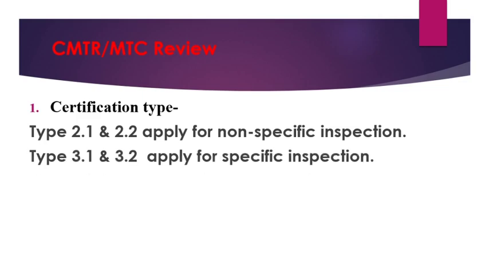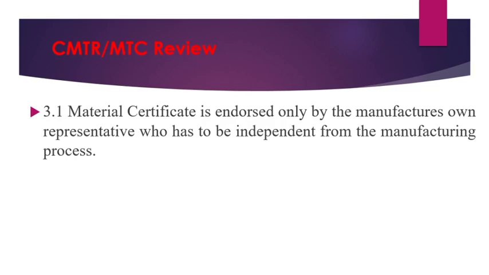Then type 3.1 and 3.2 apply for specific inspection. So if the material has certification type 3.1 or 3.2, it has some specific inspection category. In this lecture I will try to discuss the 3.1 and 3.2 material points. So what is 3.1 material? If we say it shortly, the material certificate is endorsed or signed only by the manufacturer.